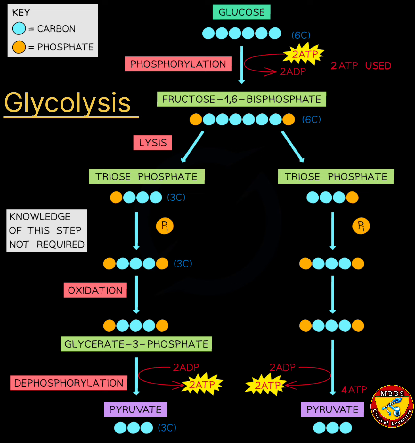Dihydroxyacetone phosphate to glyceraldehyde-3-phosphate. Enzyme: triose phosphate isomerase. DHAP is converted into another molecule of G3P, so now two molecules of G3P are available.